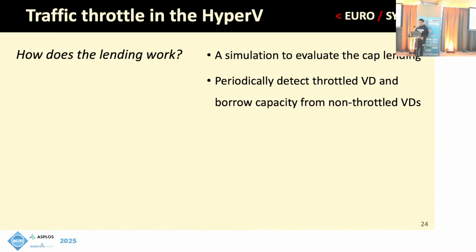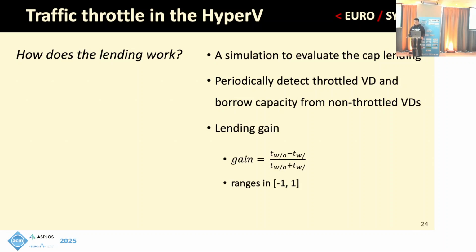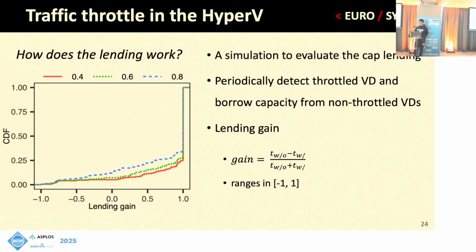To quantify the benefit of learning, we define a metric called learning gain. In the formula, the TWO represents the total duration that the VD experiences throttling without learning, and the TW represents the total duration with learning. So the gain ranges from -1 to 1, and a larger value indicates that the throttle duration is reduced by learning. This figure shows the CDF of the learning gain under different learning rates.